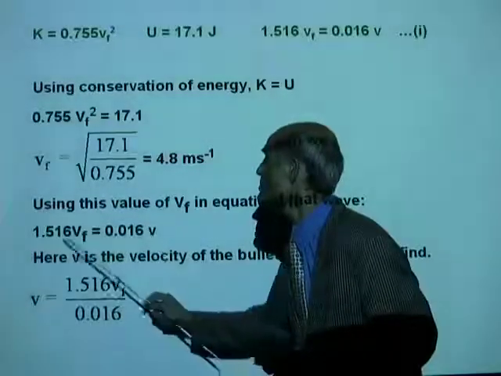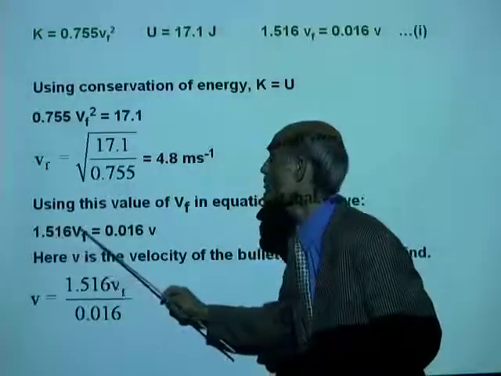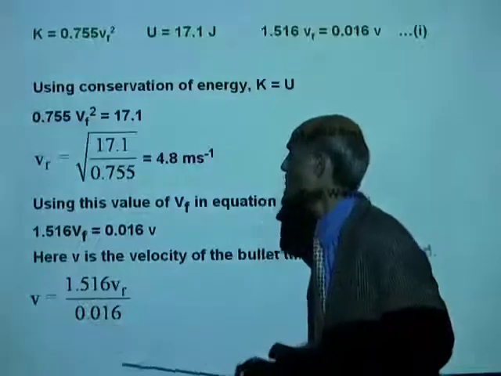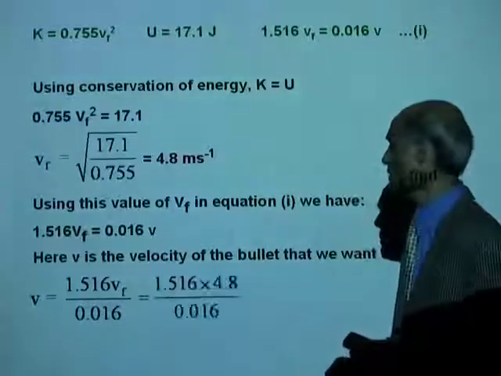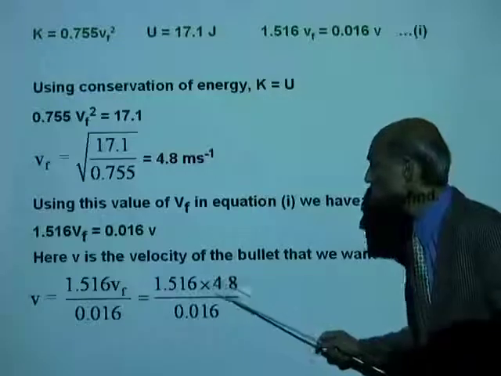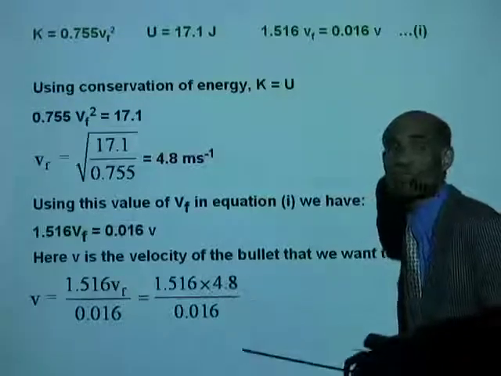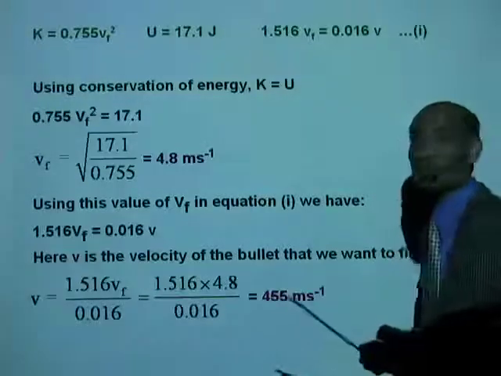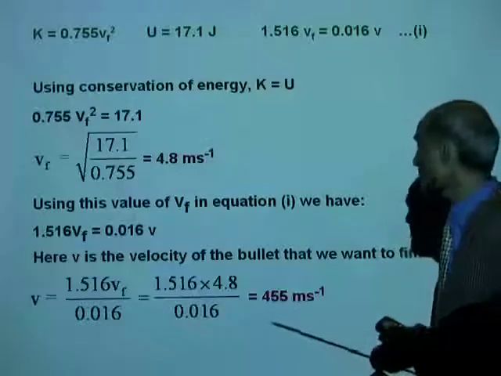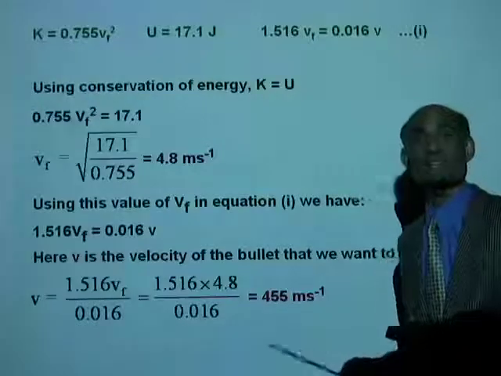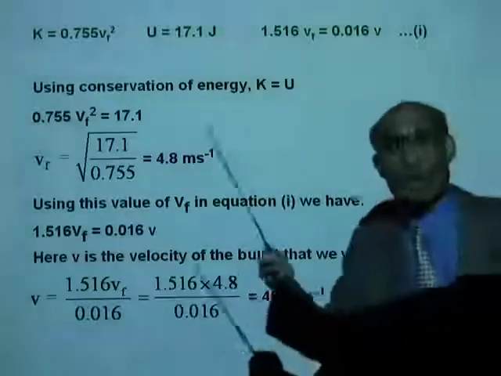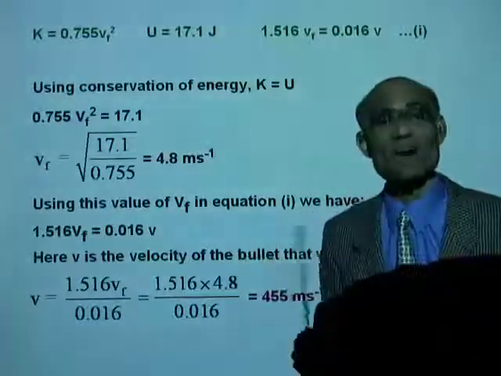V equal to 1.516 Vf divided by 0.016. And using the value of Vf, we get 455 meter per second. And that is the velocity of impact of the bullet.